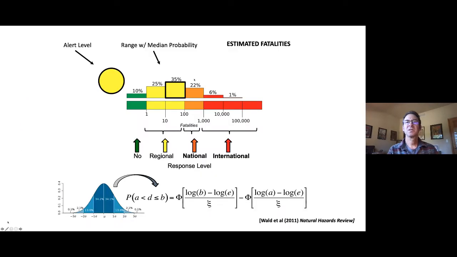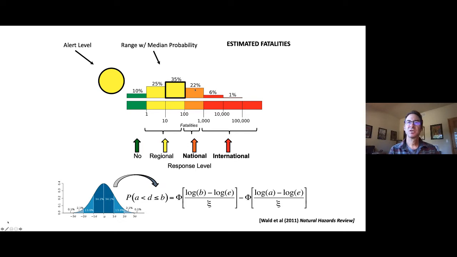This alerting is developed to be two things. One is we never provide the actual estimate in terms of numbers of fatalities. We only provide ranges of fatalities. And yellow coding is between 1 and 100 fatalities. So the median estimate is in this box, and we turn the alert to that median value. But one can look at the histogram and get a sense that it's very uncertain, and we can give an estimate of the likelihood of being in adjacent ranges of fatalities.